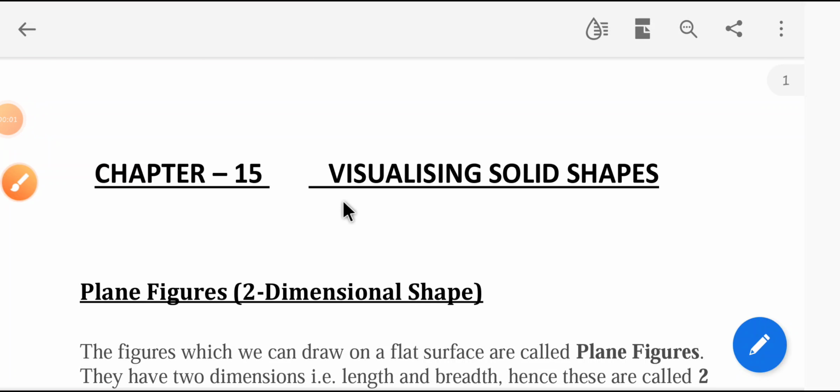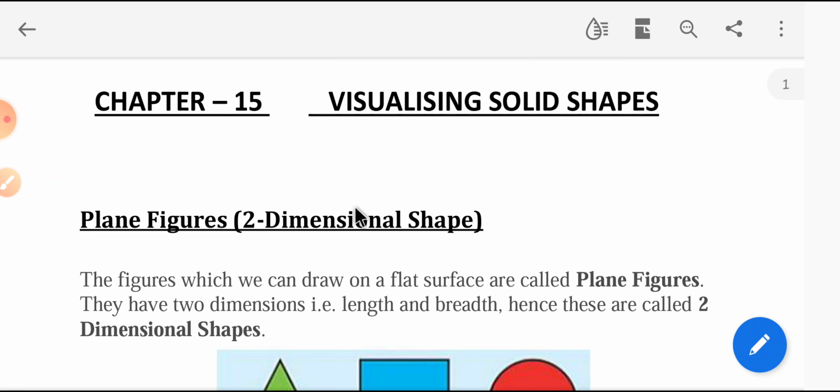Good morning, students. So today we'll see chapter 15, that is visualizing solid shapes. So here we'll learn about what are the 2D and 3D shapes.